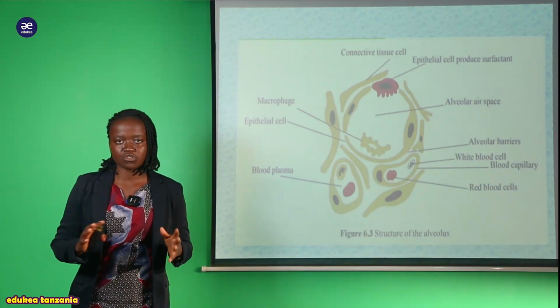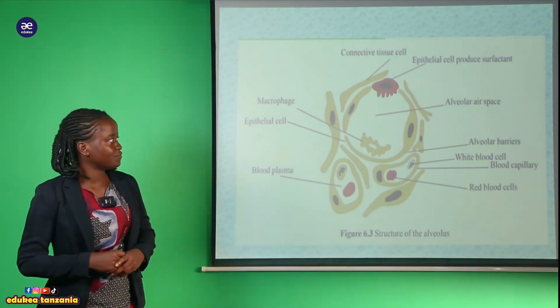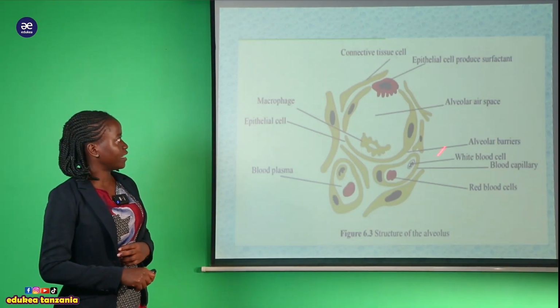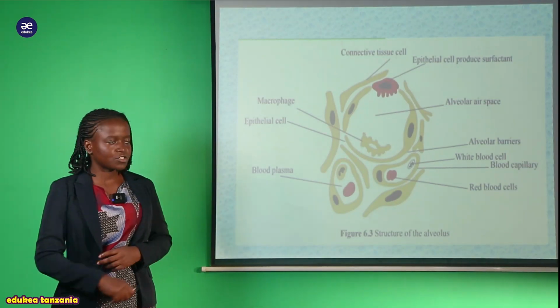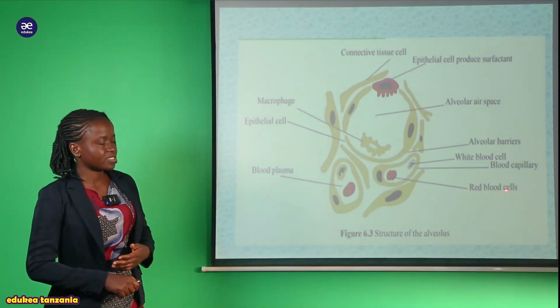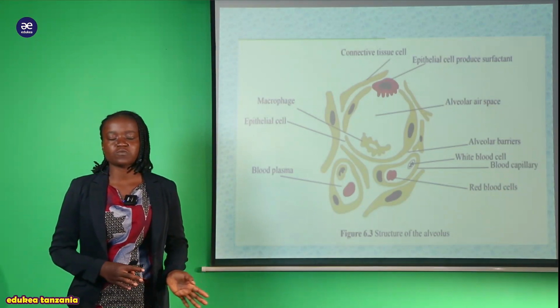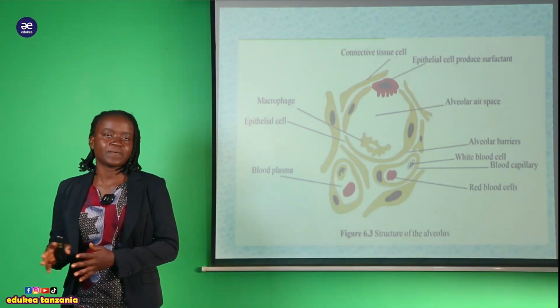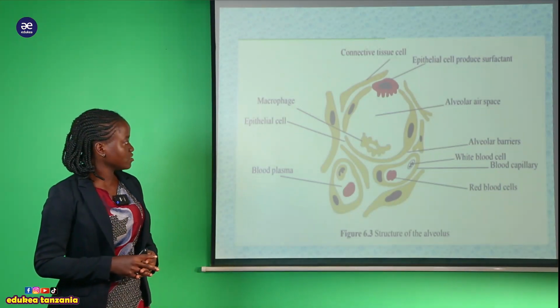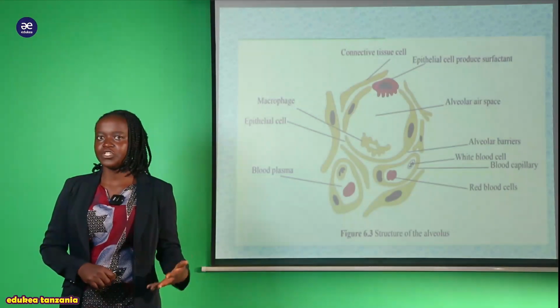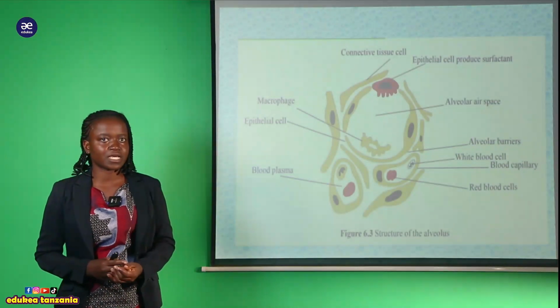If you look at the structure of the alveoli, this is how it appears. And now you can see within the alveoli there are several structures. One of them here is these red blood cells, which are responsible for carrying oxygen from the lungs to several parts of the body. But also we have the blood capillaries, which also work to transport oxygen or carbon dioxide.